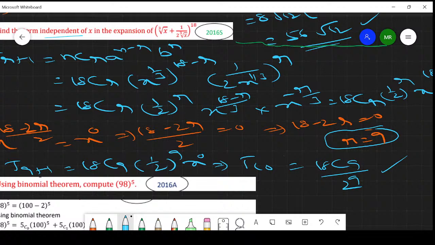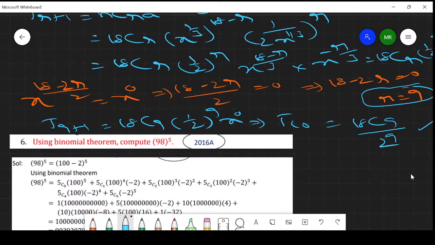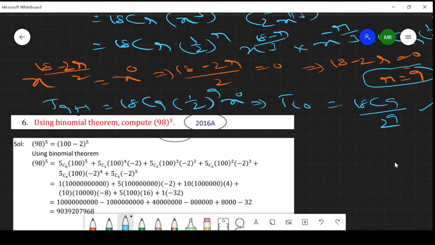You can stop here. If you are able to do 18C9, you should simplify. 18C9 by 2 power 9 is your answer. Otherwise you should simplify 18C9 using the formula. 18C9 by 2 power 9 is your answer.